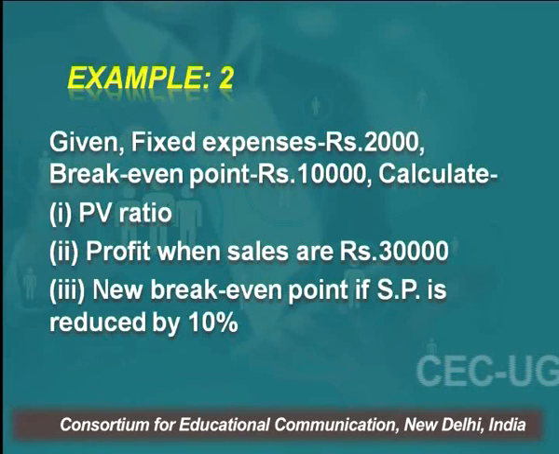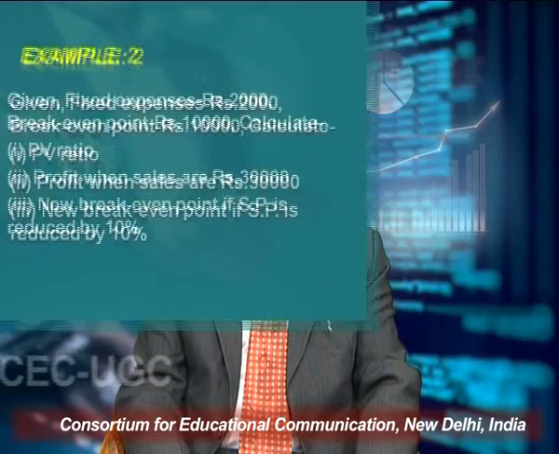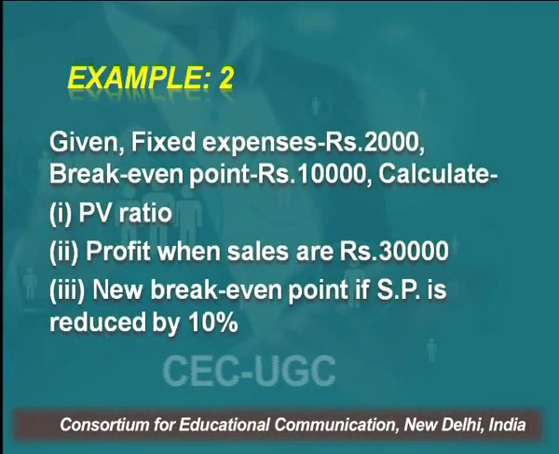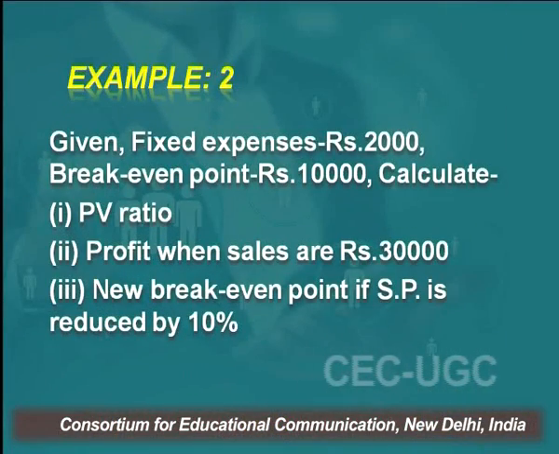PV ratio is such an important ratio because with the help of the PV ratio you find out the other things. In most of the examples which I will be taking in my discussion, I will first calculate PV ratio and then come to the other points. Suppose fixed expenses are 2,000 rupees and break-even point is 10,000 rupees. Calculate PV ratio. Calculate profit when sales are 30,000. And find the new break-even point if selling price is reduced by 10%.